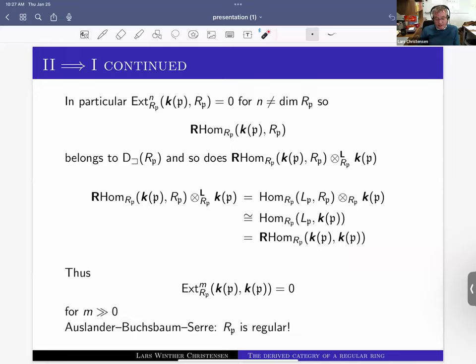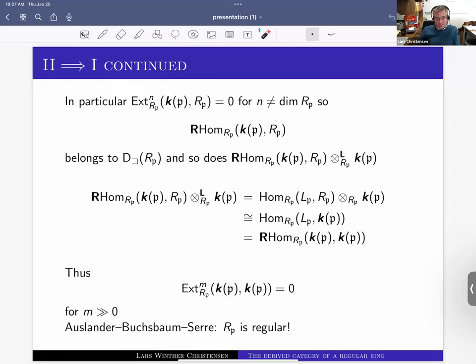So what does this mean? This means that k_p has finite projective dimension. And then, as I said at the top of the proof, by Auslander-Buchsbaum-Serre, we can conclude that R_p is regular. So that's the commutative algebra part of the argument. And as you can see, it's a two-stage rocket, where stage one is to prove that at least the ring is Gorenstein, and then in the second step you prove that you actually have your hands on a regular ring.